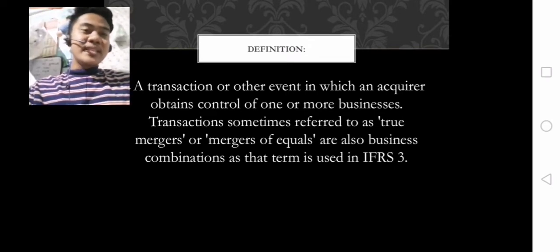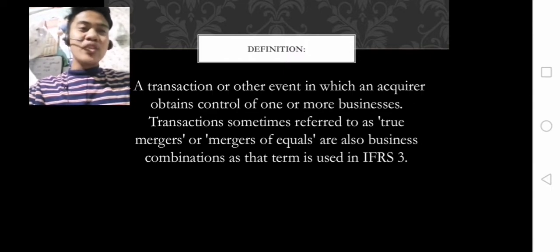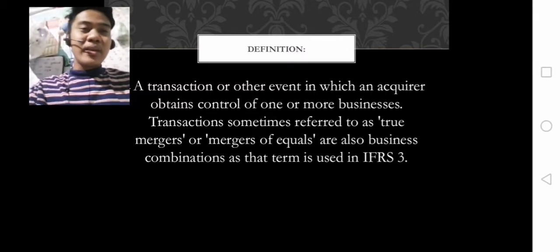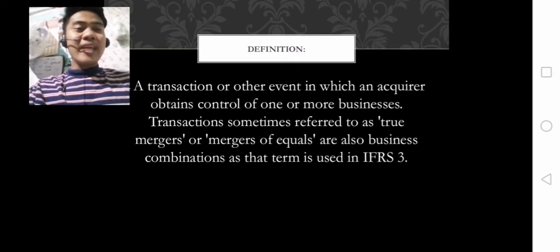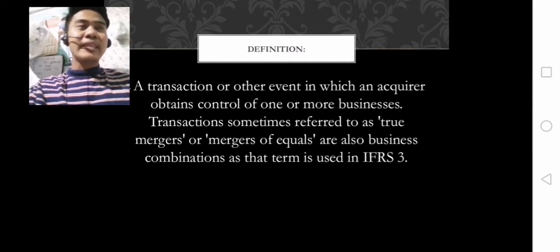What is a business combination? A business combination is a transaction or other event in which an acquirer obtains control of one or more businesses. Transactions sometimes referred to as true mergers or mergers of equals are also business combinations as that term is used in IFRS 3. The most important element of a business combination is that there must be an acquirer, and that acquirer will obtain control over the assets or net identifiable assets of an acquiree.